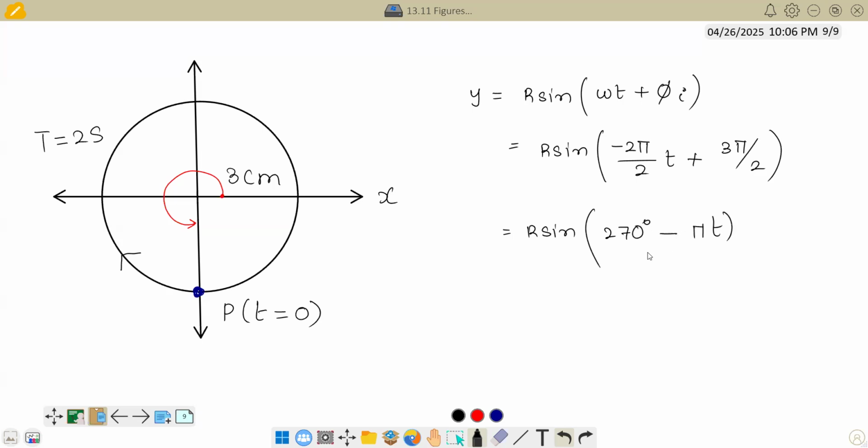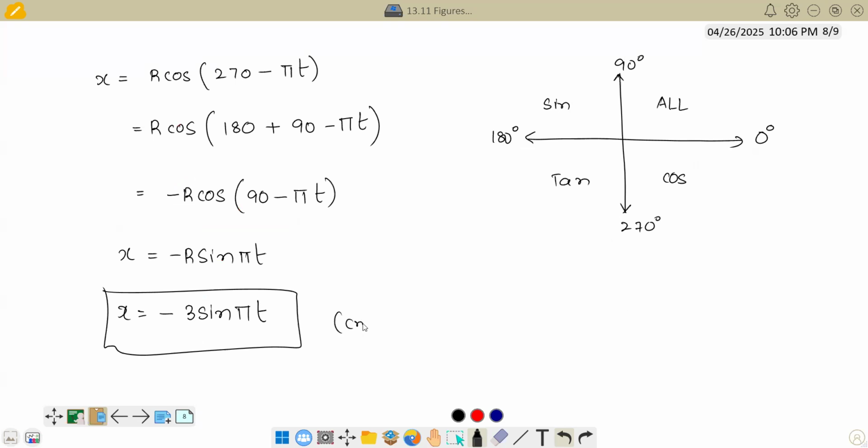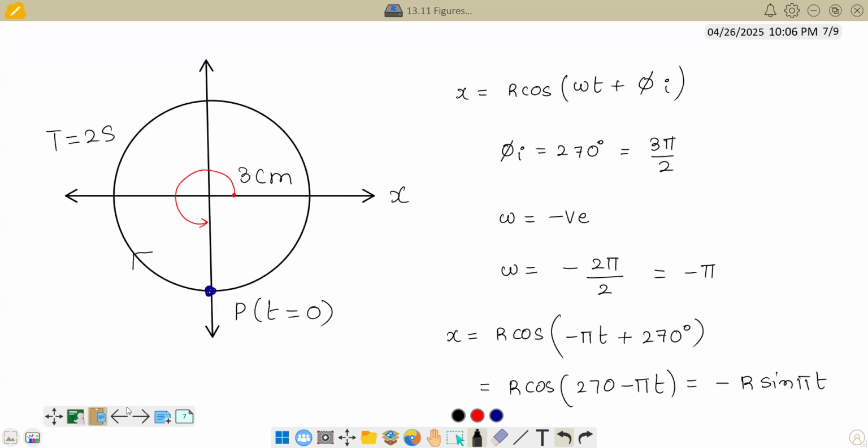Sine(270 minus theta) is minus cos theta. So minus r cos pi t. So the answer for this would be minus r cos pi t. So since r is 3 centimeter, so minus 3 cos pi t, and you have to tell in centimeter. This y value is measured in centimeter. Here the x value also is measured in centimeter. This is how we are supposed to solve it.